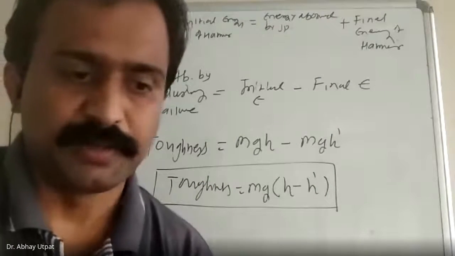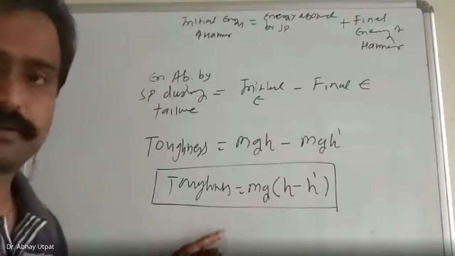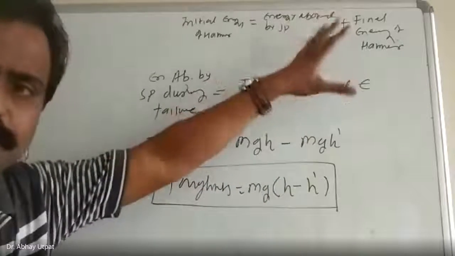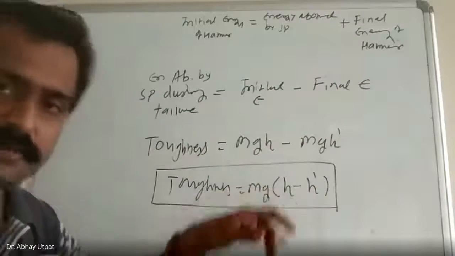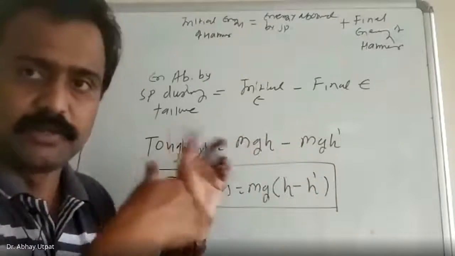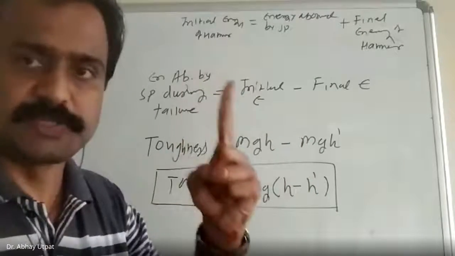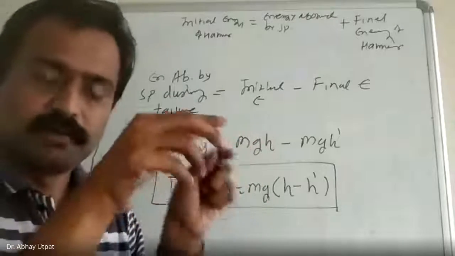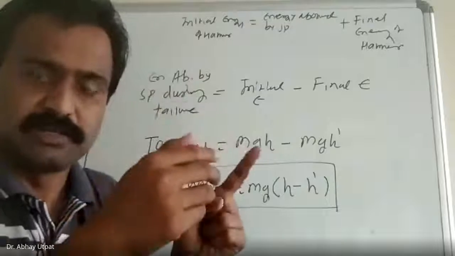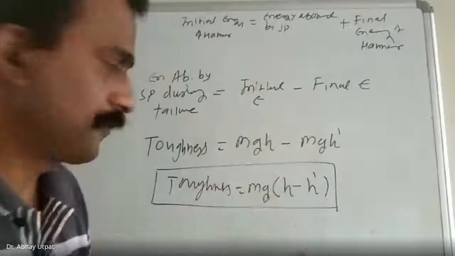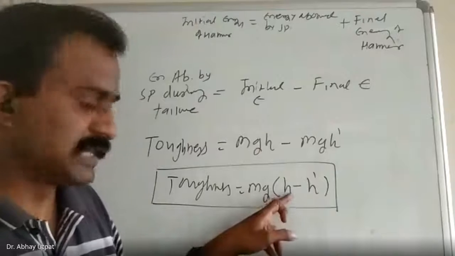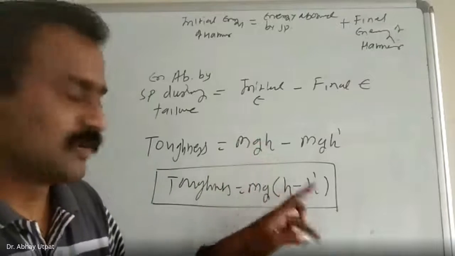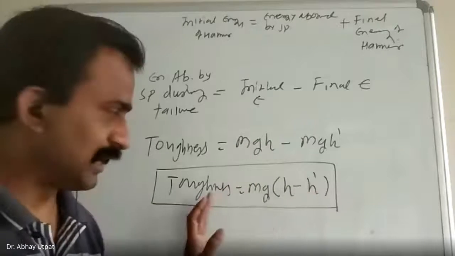So during the experiment, what are you going to measure? M, you know, the hammer is fixed. Hammer and its assembly with striker. Striker means inside the hammer. I will tell you what is the meaning of striker. So this is your specimen. Some metallic part is there which will cut the specimen. So inside the hammer, one extended edge is attached. That extended edge is called a striker. G is fixed, H is fixed. Only H dash you have to measure. If you measure H dash, you will get the toughness.